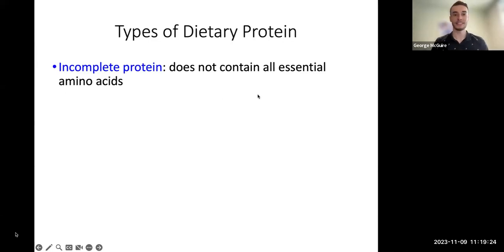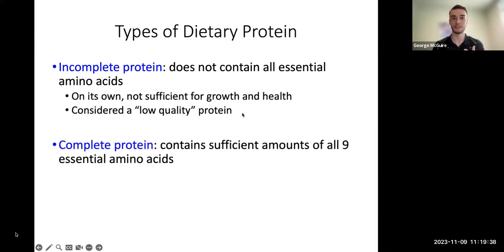All right, so now types of dietary proteins. So the proteins that we consume, so full protein sources, right? So meats or legumes, right? Whatever food you're consuming that contains protein in it, we would categorize as either an incomplete or a complete protein. And this is referring to whether or not they contain all 9 essential amino acids. So an incomplete protein is a protein source that does not contain all 9 essential amino acids. So on its own, it would not be sufficient as far as providing you all of the nutrients, all the protein monomers that you need to support your growth and general health.